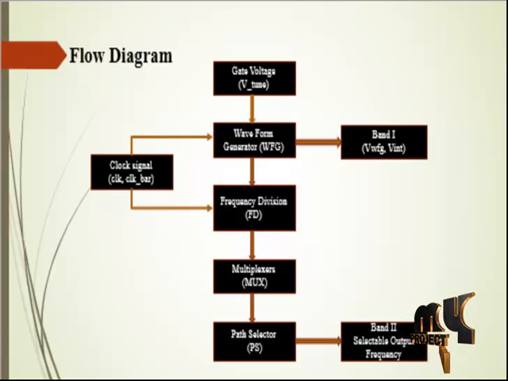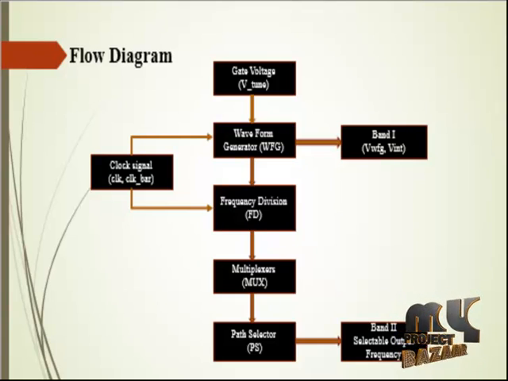The frequency division circuit is implemented by 16 stages of divide-by-2 flip-flops. In the frequency division block, two series connected inverters generate the clock and clock bar signals. The output of the frequency division is directly applied to the electrode driving circuit. This electrode driving circuit will produce the band 2 selectable output frequency.